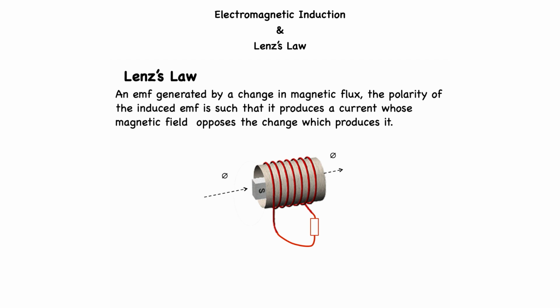An EMF is generated by a change of magnetic flux. That would be induced in the voltage drop across the resistor R. And according to Lenz's law, the induced current will produce a magnetic field. Remember now that anytime current flows, there's a proportional amount of magnetic field induced. And that opposes the change which produces it, as indicated by the green dashed line.